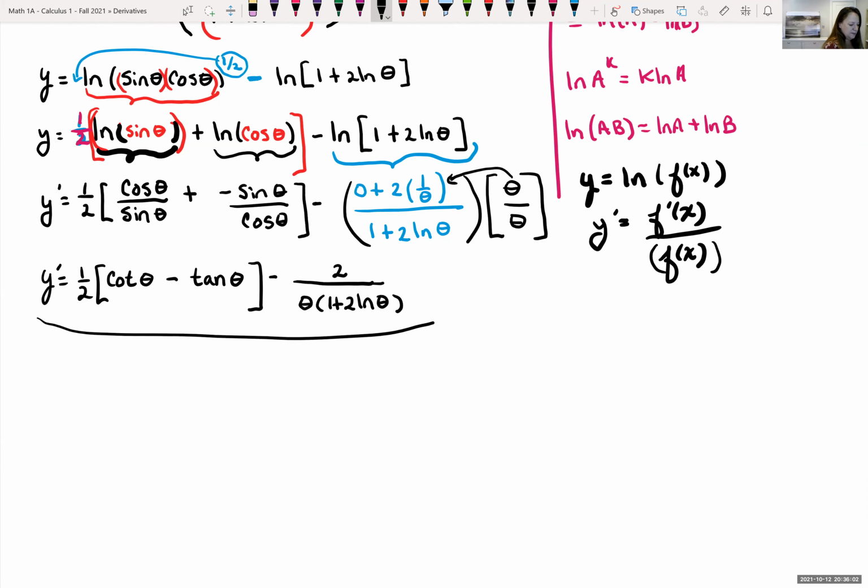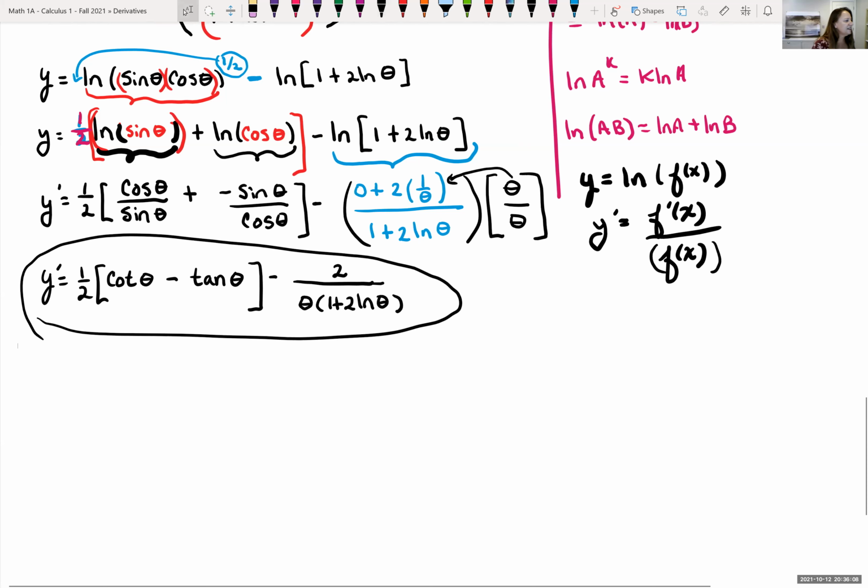Unless we wanted to get a common denominator. Let me just make sure they didn't get a common denominator. No, they didn't.